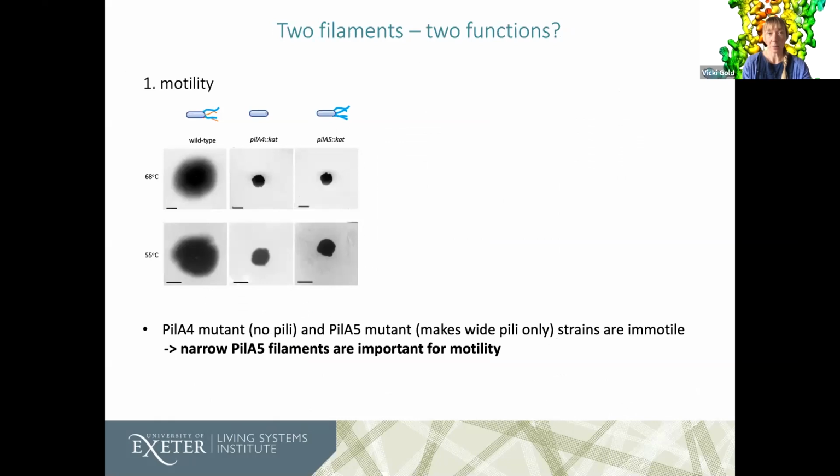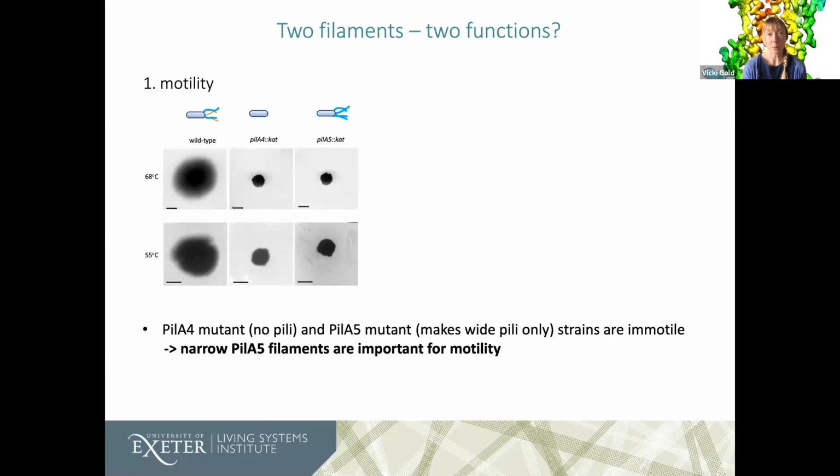So next, we performed some functional assays, the first being motility. And you could see that only the wild type cell is capable of movement. So this tells us that if neither of our mutants have narrow pili, it tells us that the narrow ones are required to promote cell movement.